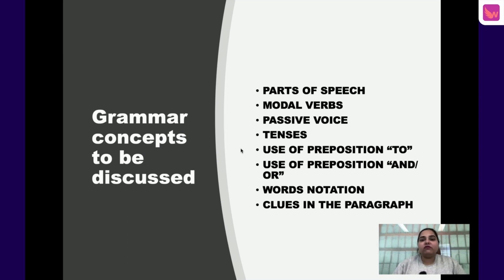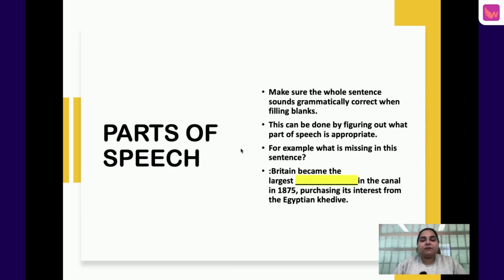The very first one will be parts of speech, which will be done in detail, then modal verbs, passive voice, tenses, prepositions, and clues in the paragraph with notations. What's the part of speech? You have to make sure the whole sentence sounds grammatically correct when filling the blanks. This can be done by figuring out what part of speech is appropriate. For example, basically what is missing in the sentence.